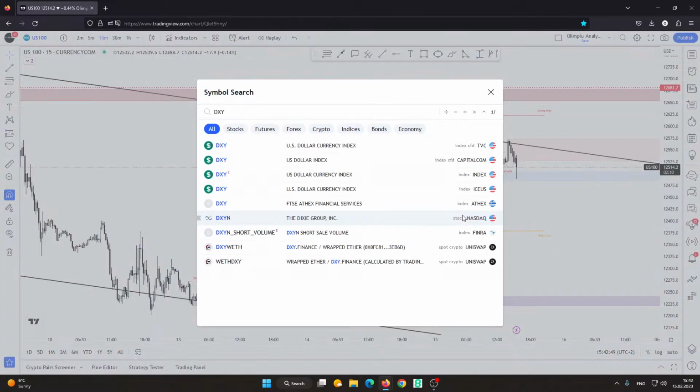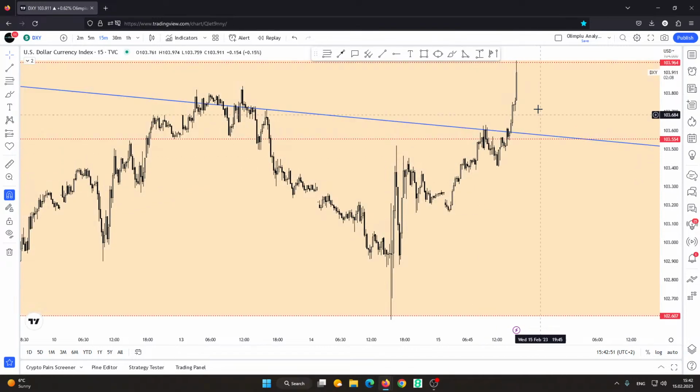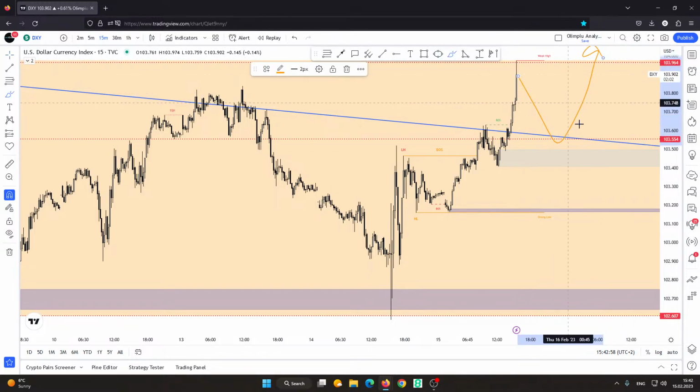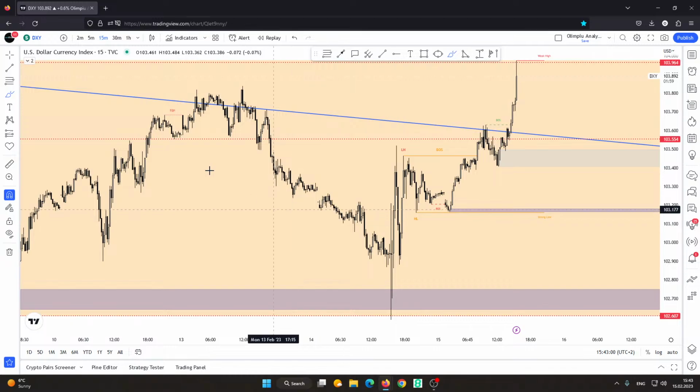But I've told you guys that the DXY is at resistance, 103.96. I've told you that I want to see a retreat here before it extends its growth, because I want to go long on the US dollar.